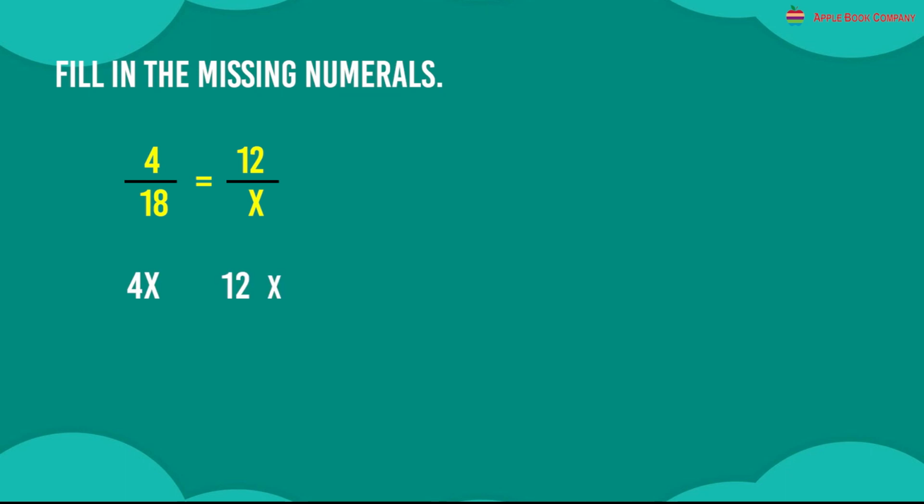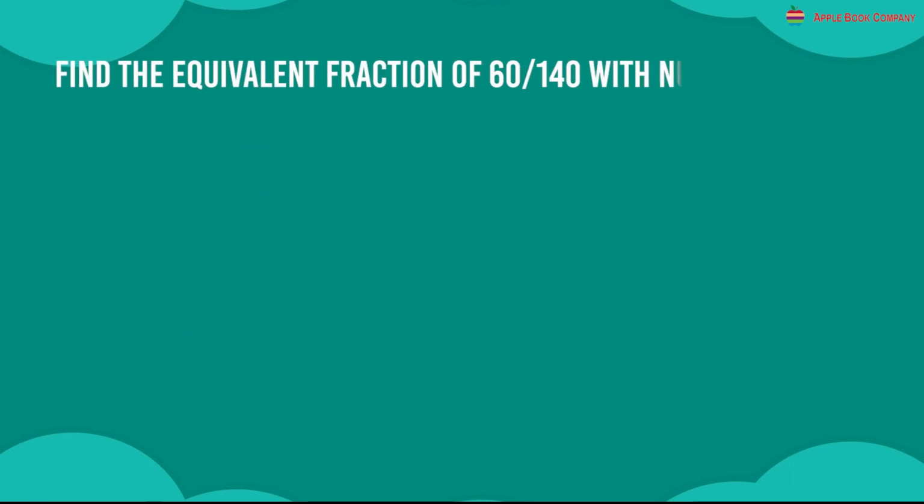Fill in the missing numerals. 4 by 18 is 12 by what? Consider the number to be found as x. Therefore, 4x is equal to 12 multiplied by 18. X will be 12 multiplied by 18 divided by 4. Therefore, x is 54.